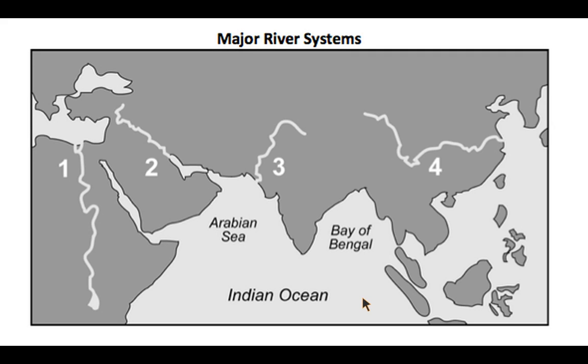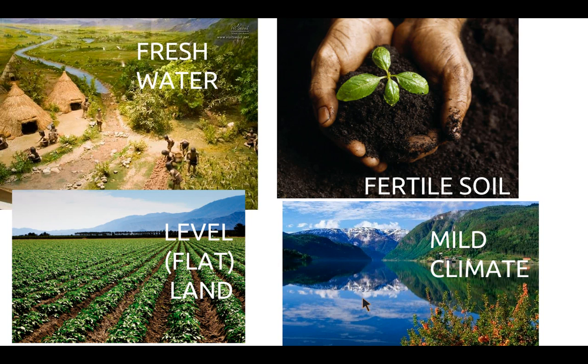Now answer these multiple choice questions to tell us which river goes with each civilization. Great job! Remember to always write EMIC on this type of map to help you. So why did these 4 great civilizations grow up next to rivers? Well, rivers provide the important natural resources that were necessary for human settlement.